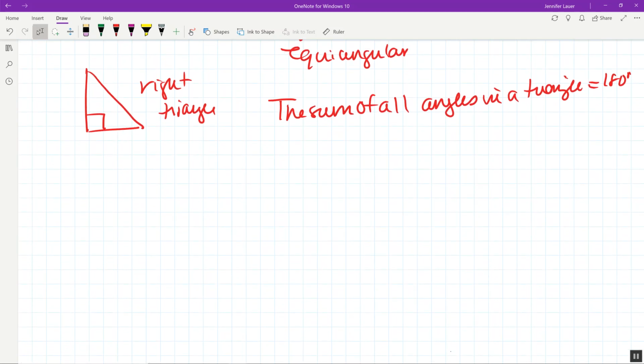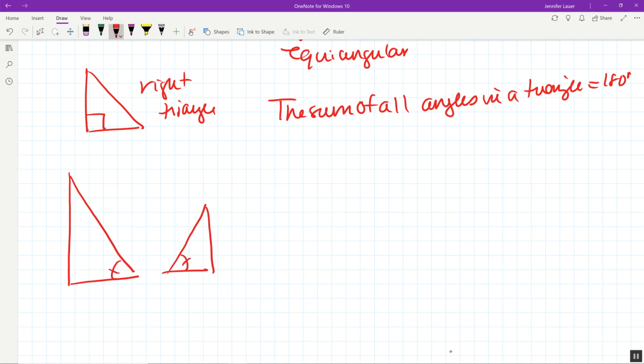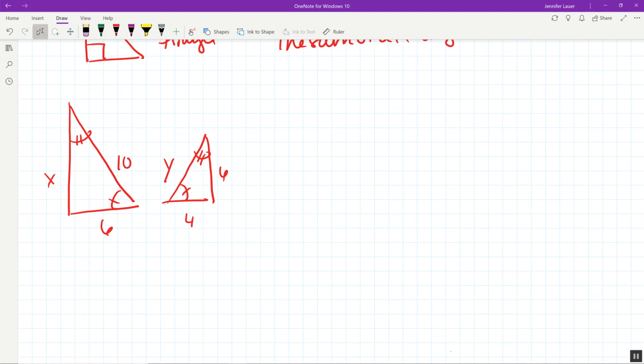But really what I want to focus on this quick concept is how to do similar triangles. And what I mean by that is, I'm going to show you this. We have this triangle and we have this triangle. And this is from lesson 4 in your book, number 18. So if you notice, these angles are the same and these angles are the same.